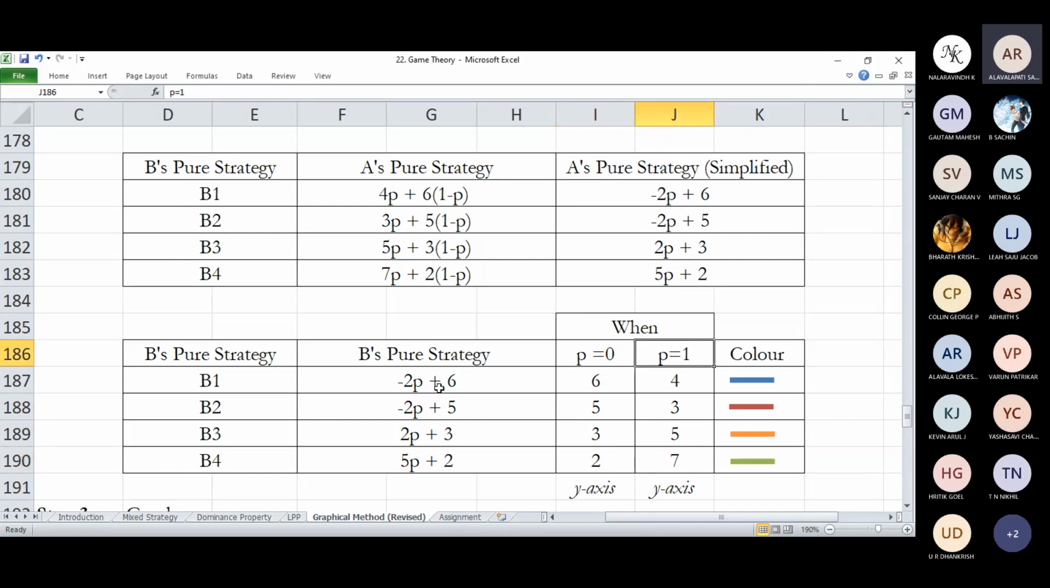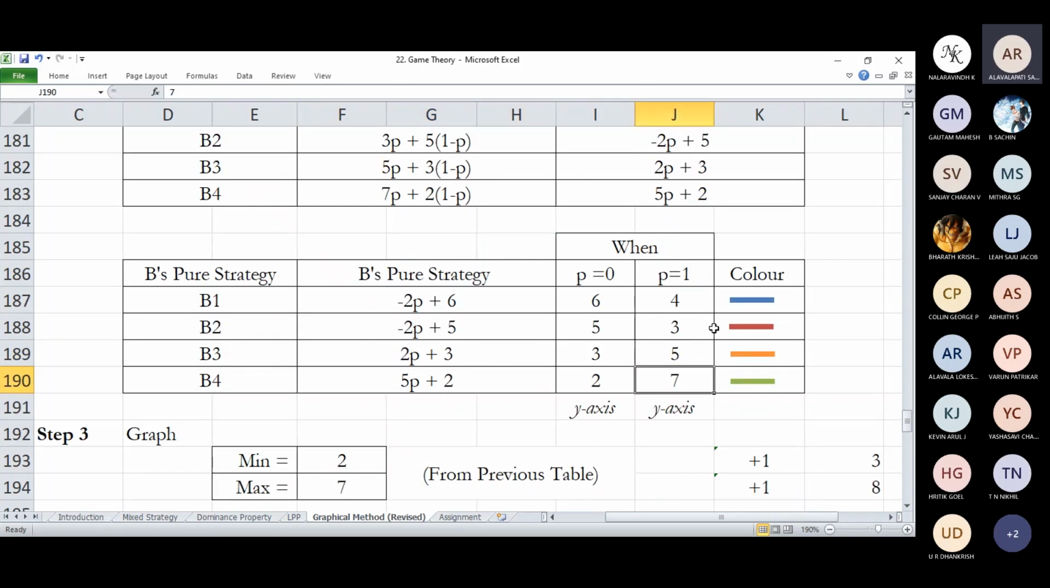And p equals 1. So when p equals 1, it is 2 minus 2 into 1 is minus 2, plus 6, so 6 minus 2 is 4. Then when p equals 1 in this case, minus 2 into 1 is minus 2, minus 2 plus 5 is plus 3. Then p equals 1 here, 2 into 1 is 2, 2 plus 3 is 5. And when p equals 1 for this, 5 into 1 plus 2 is 7.